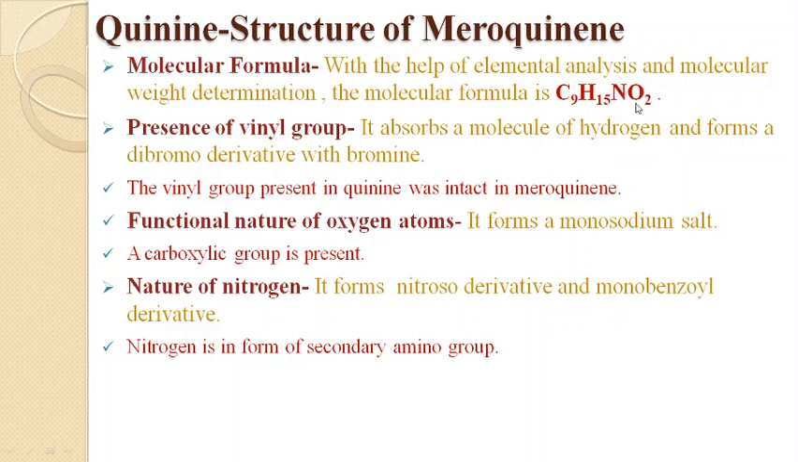The next atom present in the molecular formula is nitrogen. What is the nature of this nitrogen? It is revealed by the following experiment. It forms a nitroso derivative and a monobenzoyl derivative. These two reactions are characteristic of nitrogen in the form of a secondary amino group. So the conclusion drawn is that the nitrogen is present in the form of a secondary amino group.